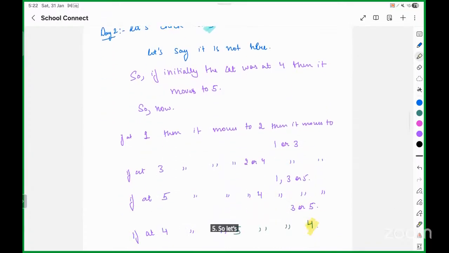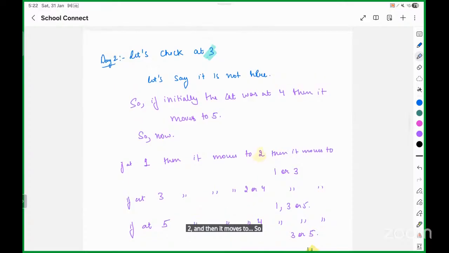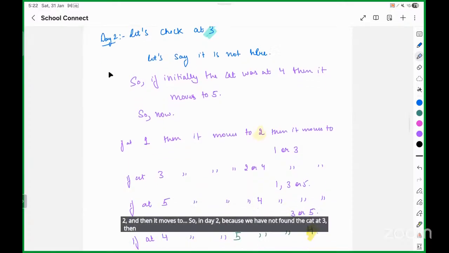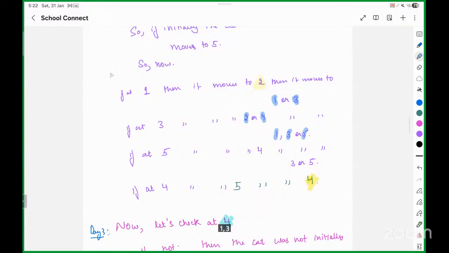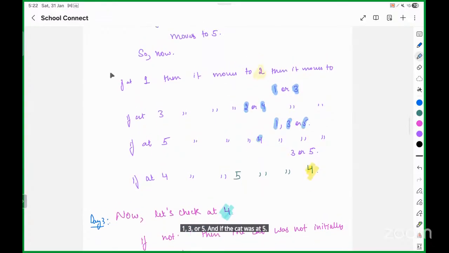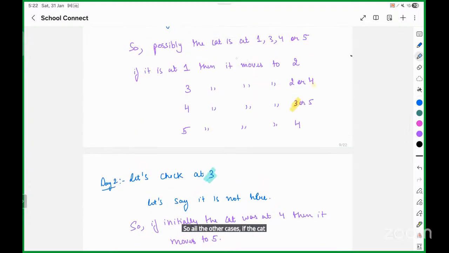So if initially the cat was at 4, then it moves to 5. Let's again consider: if the cat is at 1 on day 1, then it will move to 2. Because we have not found the cat at 3, if the cat was initially at 2, it would have gone to 1 or 3. Since the cat is not at 3, so 2 or 4 on day 1 moves to 1, 3, or 5. And if the cat was at 5, then it was at 4. So if the cat on day 1 was at 1, 3, or 5, on day 2 it would have moved to 2 or 4. So these are the possibilities.